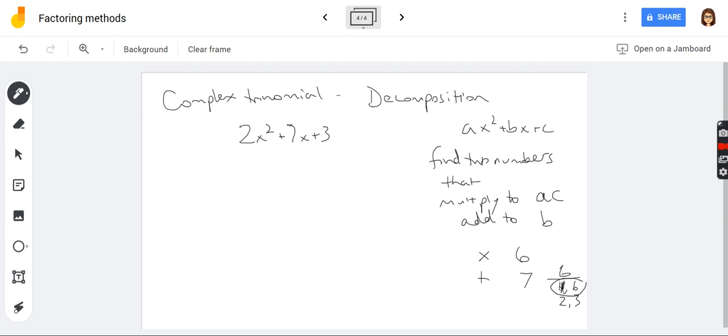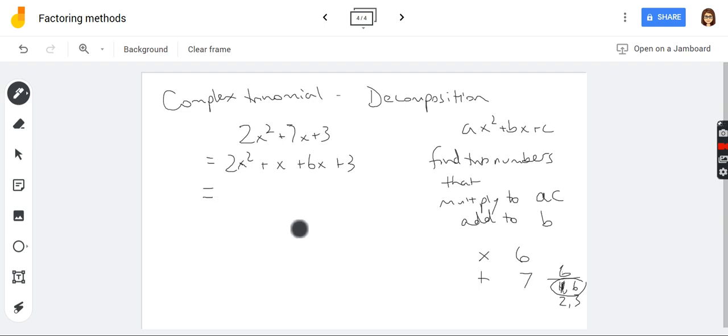It's this first one. So I'm going to take the 7x and decompose it, break it down into two parts, the 1 and the 6. So I'll take my 2x squared plus 7x plus 3 and write it as 2x squared plus 1x plus 6x plus 3. All I did is I decomposed the 7x into x and 6x. That's from here. All right.